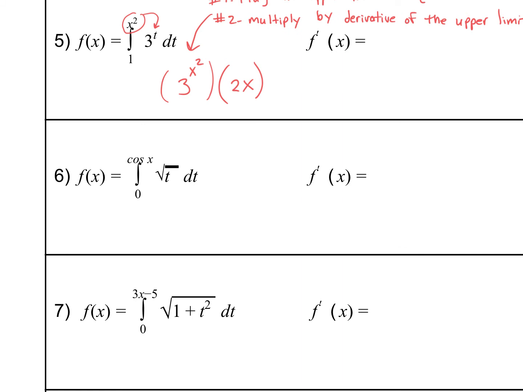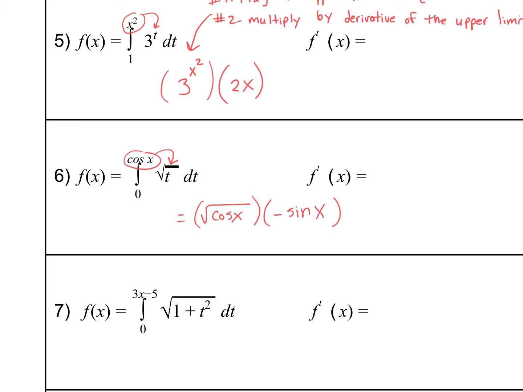So that's it. So we're going to apply that to the next one, problem 6. Okay, here we go. The first thing we do is we take that upper limit and we plug it in everywhere we see t. So we get the square root of the cosine of x. That's the first step. Fundamental Theorem of Calculus, Part 2. The second step, because this limit is not just plain old x, we have to multiply everything by the derivative of that limit. So the derivative of the cosine is negative sine of x.